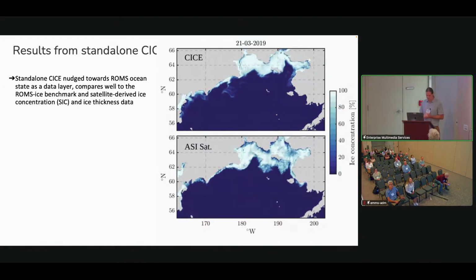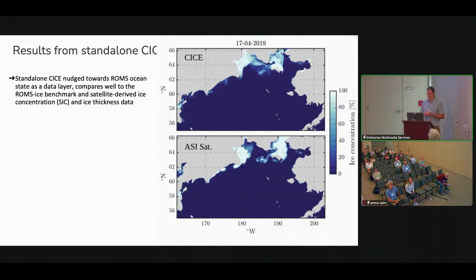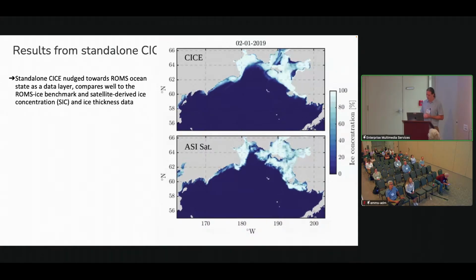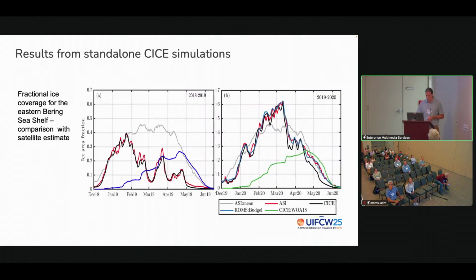Here I'm showing a very low sea ice year. It's historically one of the lowest, 2018 to 2019, where the ice didn't nearly advance as far as it should, as it does in a typical year. And the model performed quite well. We modeled 5 years so far, and in all those years it has performed well.